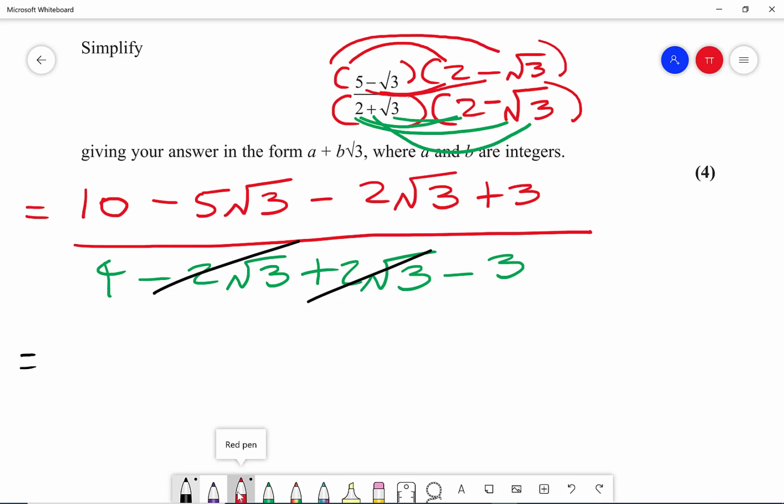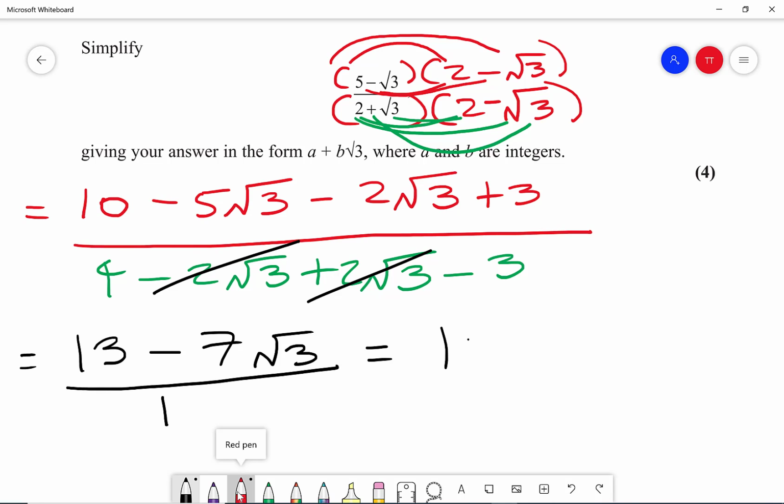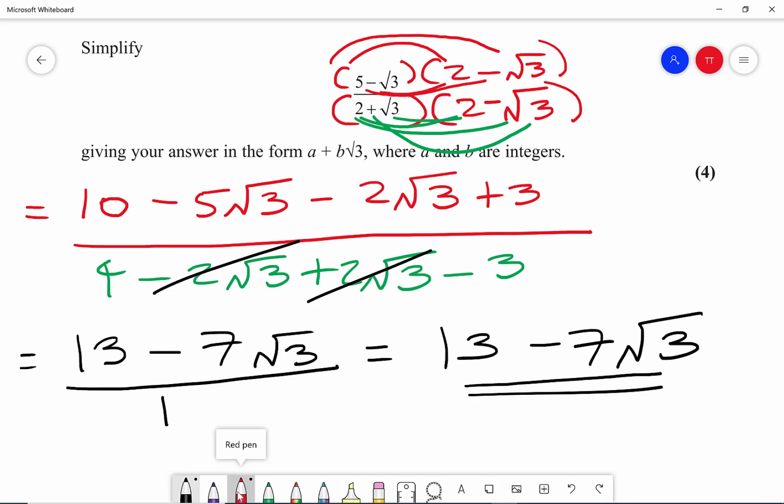What I will end up with is 10 plus 3, which is 13, minus 5 root 3 minus 2 root 3 will give me minus 7 root 3. And then we're going to divide the whole thing by 4 minus 3, which is 1. And that will simply give me 13 minus 7 root 3. And that will be my answer.